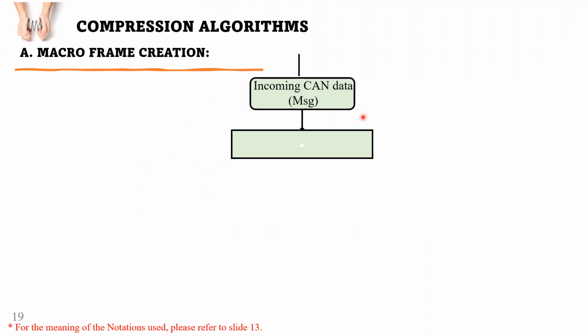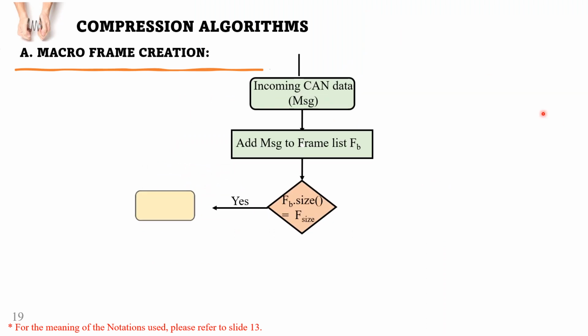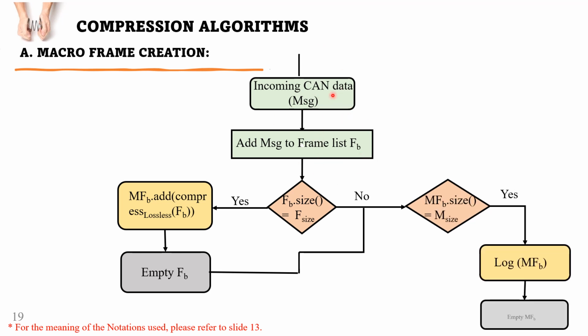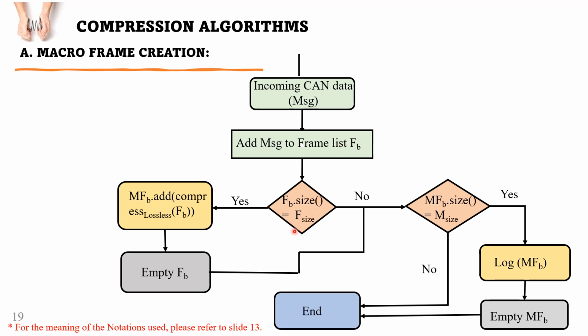Now we will discuss our proposed algorithms. This algorithm discusses the macro frame creation. We add incoming CAN signals into a frame list data structure denoted by FB, and we continue to do the same till the list saturates or reaches its maximum size. As the frame list reaches its maximum size, we do lossless compression on the frame and add it to a macro frame list data structure denoted by MFB. And when the MFB reaches its maximum size, we log the entire macro frame into the secondary storage and empty the macro frame list to create room for the next frame.